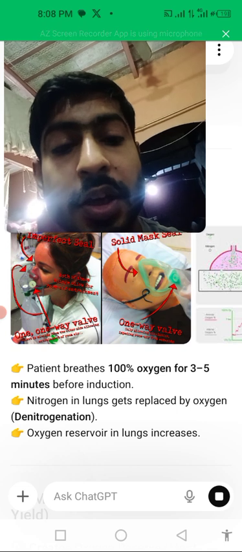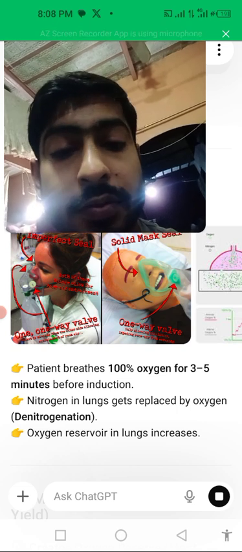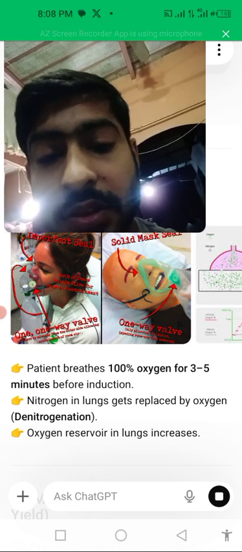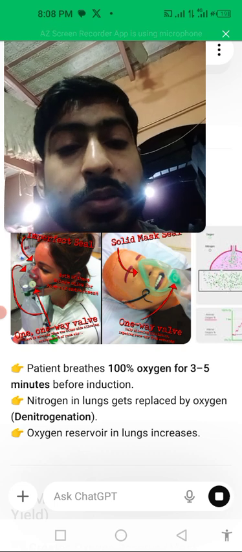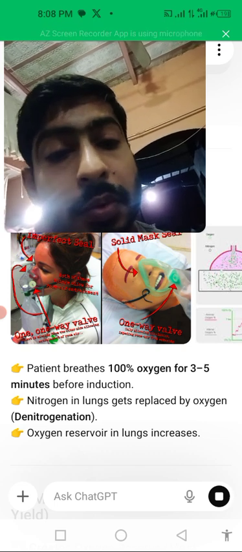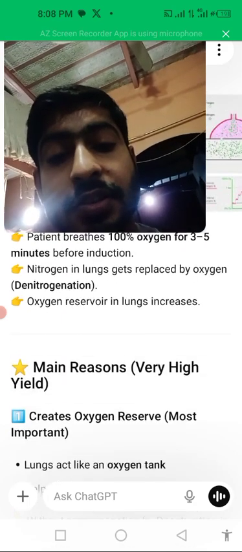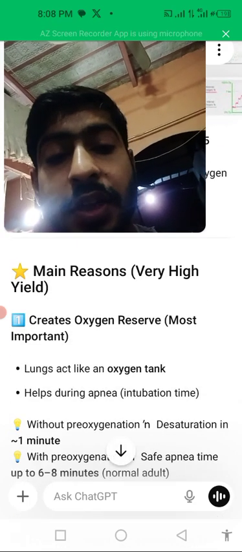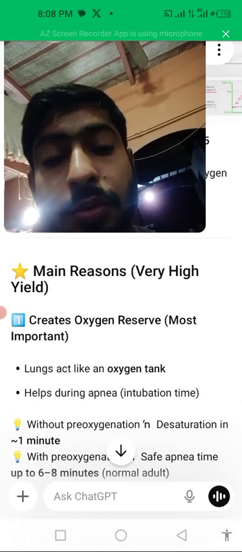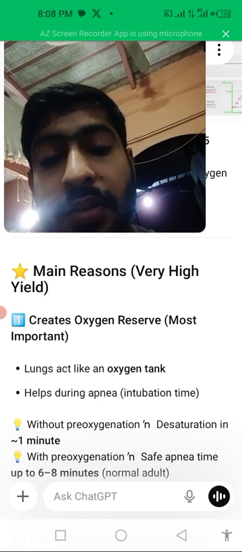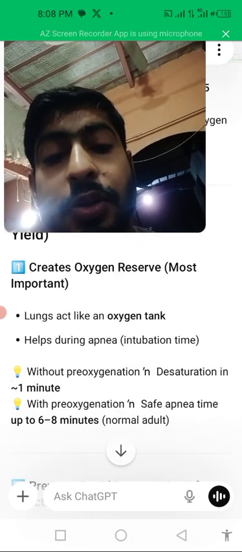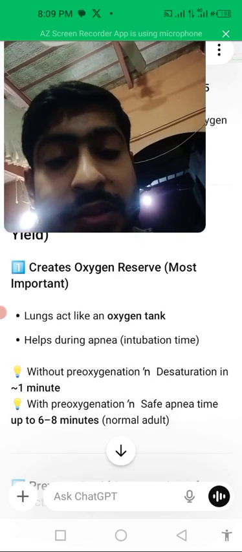during intubation. So pre-oxygenation is done for 3 to 5 minutes, especially in emergency patients and patients who have to be operated on under general anesthesia, and we have to create a reserve, which is the most important, to buy extra time for intubation. Without pre-oxygenation, desaturation can start within 1 minute.